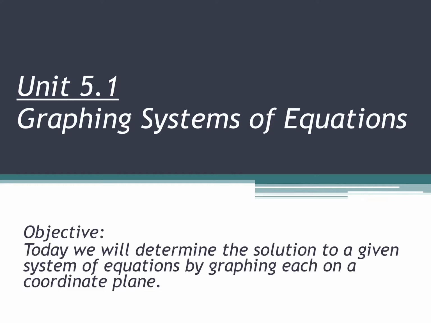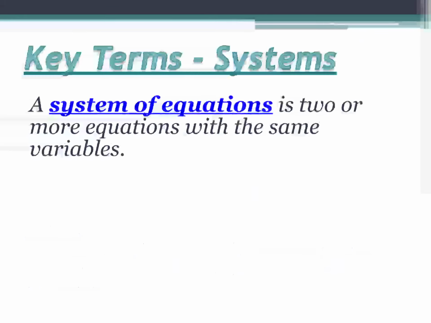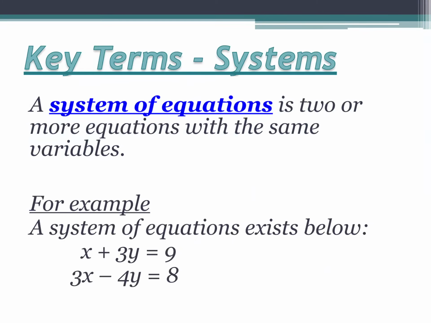Today we are starting our methods for solving systems of equations. A system of equations is two or more equations with the same variables. For example, x plus 3y equals 9 and 3x minus 4y equals 8. When listed together, that constitutes a system of equations.